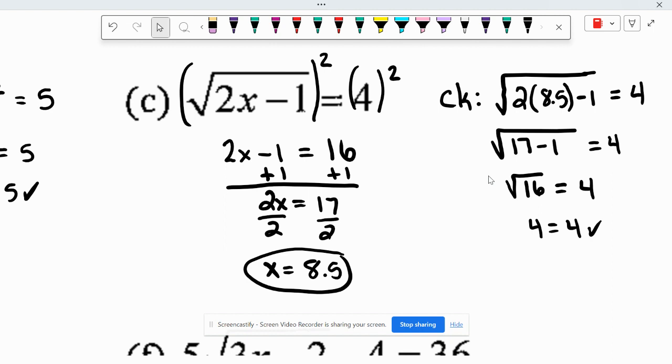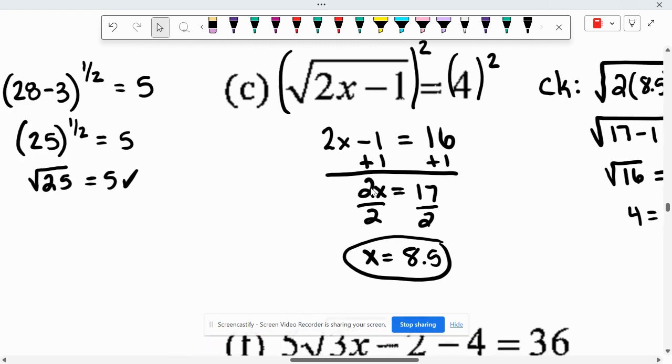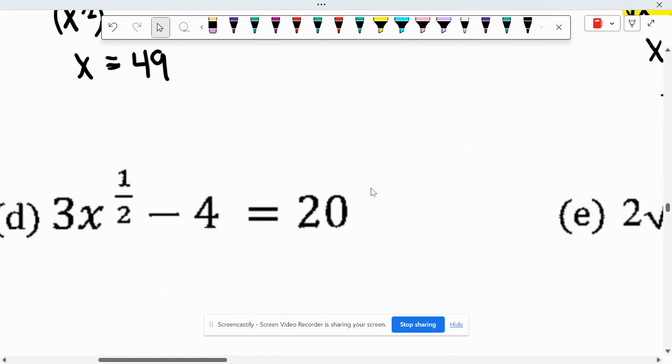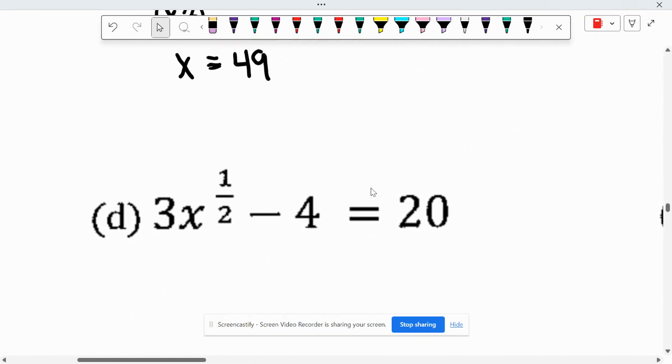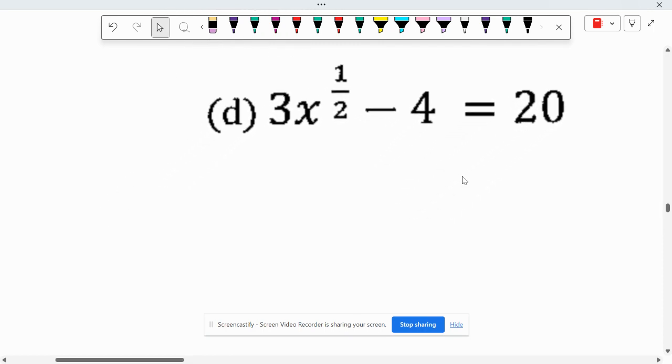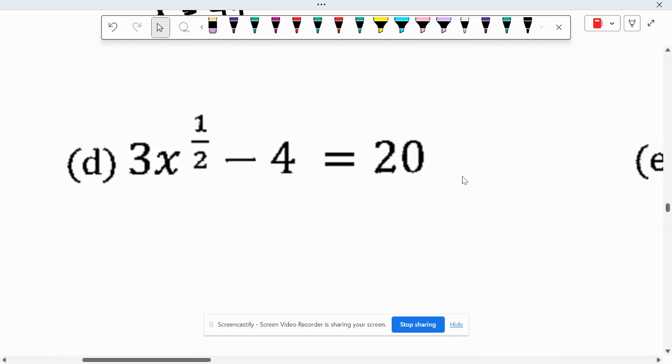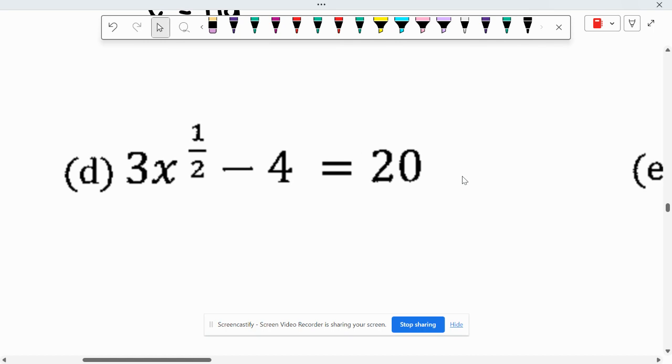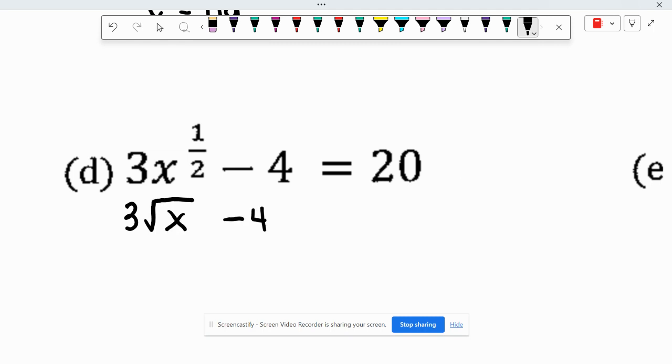Okay. I want everyone to look at example D. And I want to talk about how you perceive this question. So what does this question look like in your brain? How do you think of this? Do you think of that x to the 1/2 power as a square root? Does that make it better for you to process? Yeah? So can I tell you what this really means? This means 3 times the square root of x minus 4 equals 20. Does that look better for you?